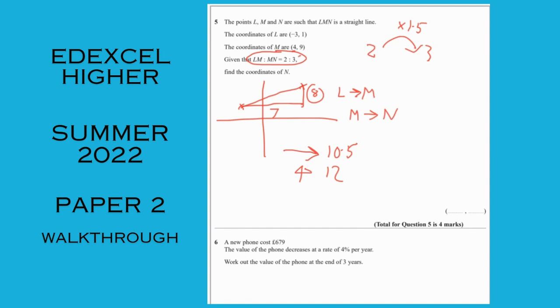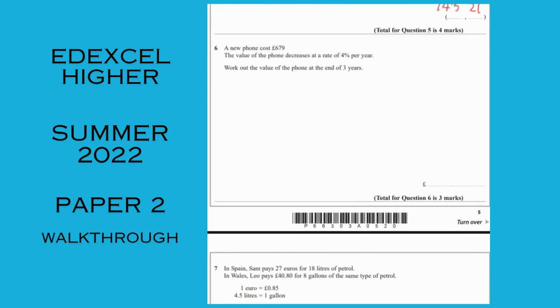And to get from M to N, you must start at M. So starting at the x coordinate 4, adding on 10.5, we get to 14.5 along. Same vertically, start at the y coordinate of 9, go up 12, we get to 21. I think quite a tricky early question that, but there we go.